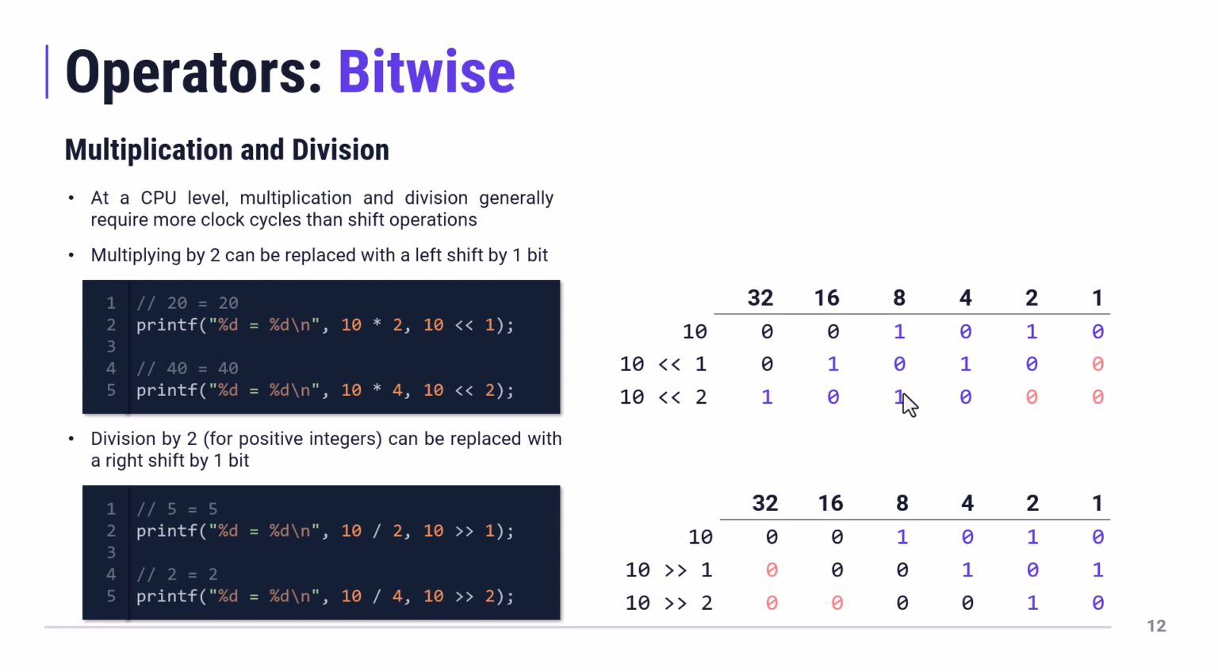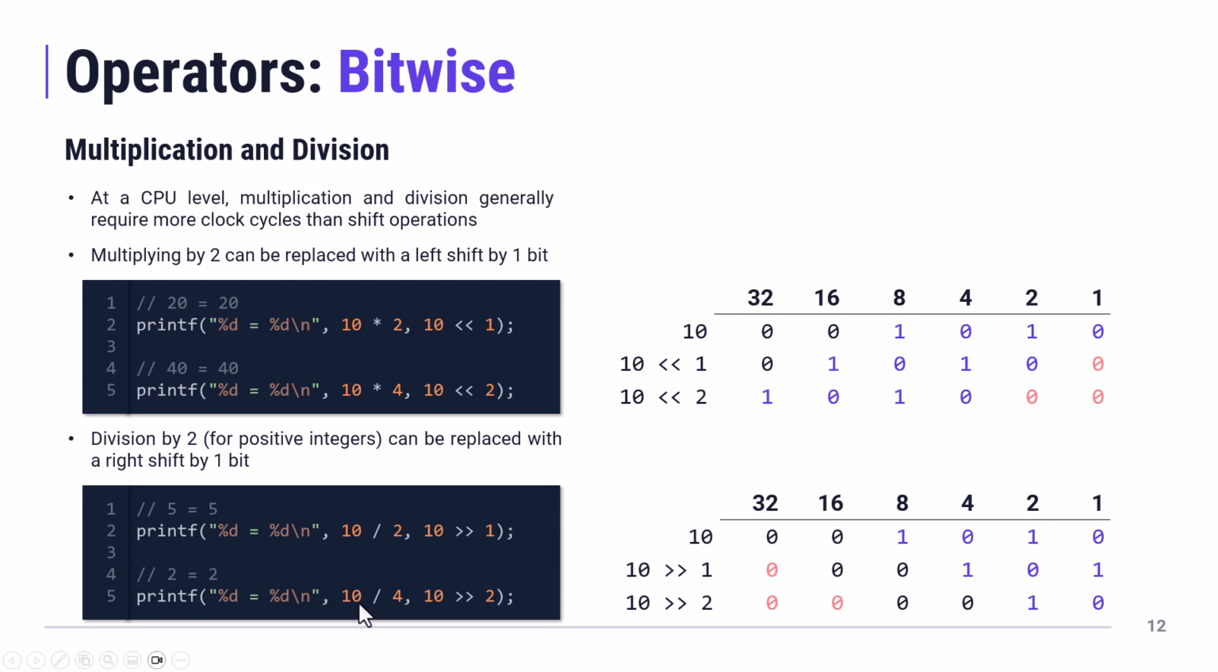Same with division. So if we're dividing by 2, at least for positive integers, it doesn't always work for negative integers, you can replace it with a right shift by 1 bit. So if I'm dividing 10 divided by 2, I could equivalently say shift 10 to the right by 1. Okay, so again, we've got 8 plus 2 is 10. If I shift it to the right by 1, that shifts those 4 bits over. We discard that rightmost 0. And now I've got 4 plus 1 is 5. So I've divided it by 2.